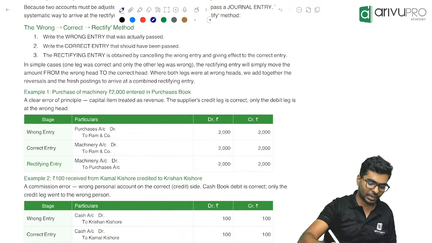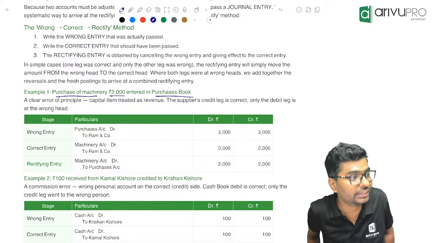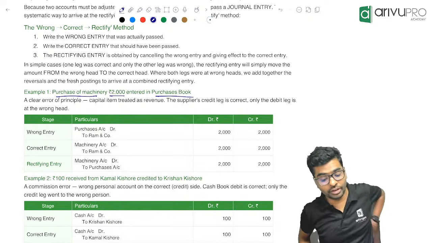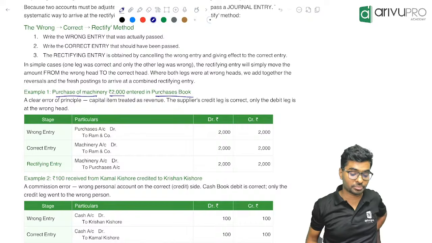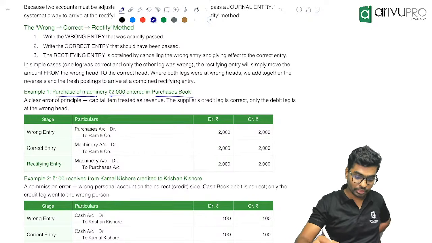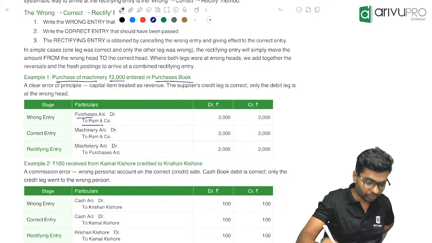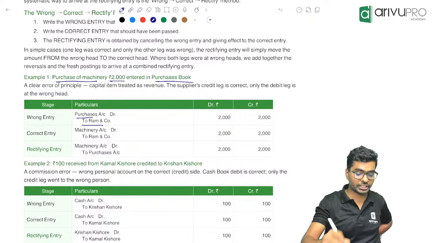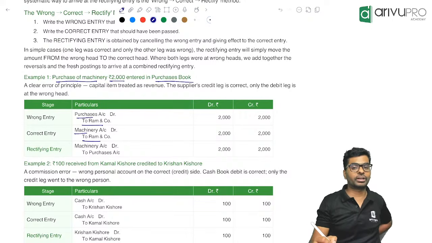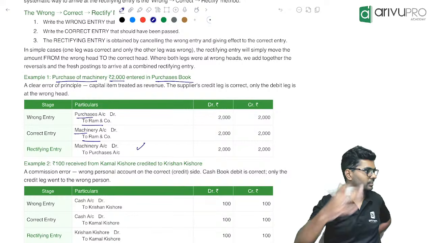Now see here, purchase of machinery 2,000 entered in the purchase book. The moment you have entered somebody's name in the purchase book, what does that mean? You have recorded the purchase journal entry. Now look into it. They have done an error. Wrong entry, they have done it as purchase to Ram. What should the correct entry have been? Therefore, what will the rectified entry be? Now we have become a pro at this, right?